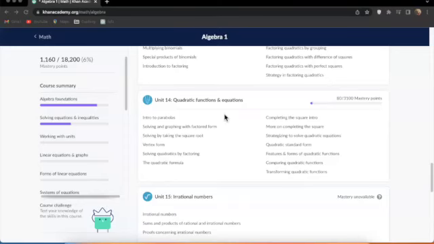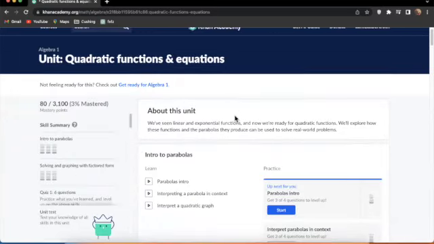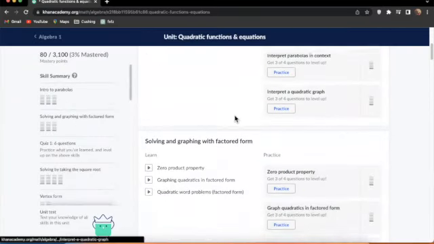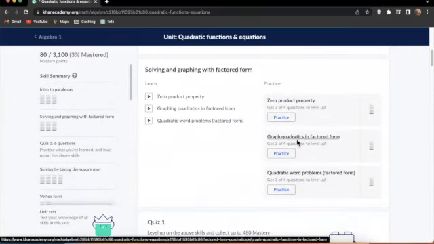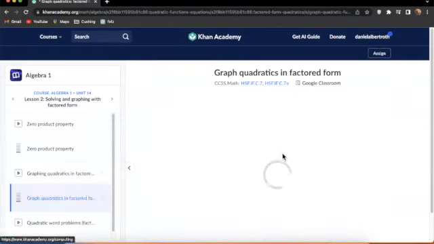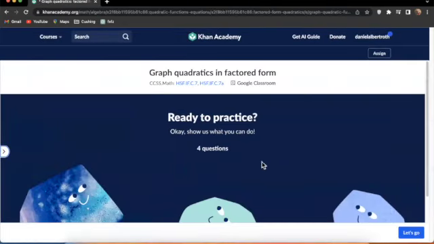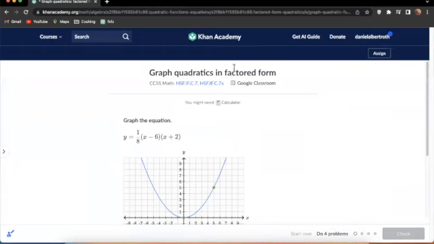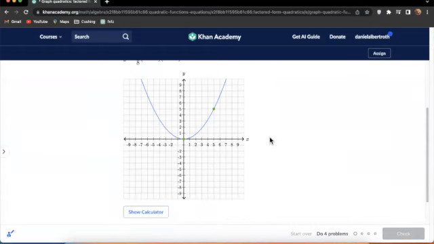So I'm in the Khan Academy Algebra 1 class, in Unit 14, quadratic functions and equations. So I'll go down and graph. I'm going to do graph quadratics in factored form. So take a look. It's 4 questions. All right. So graph quadratics in factored form.